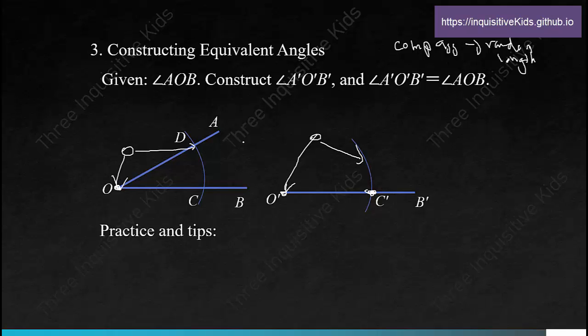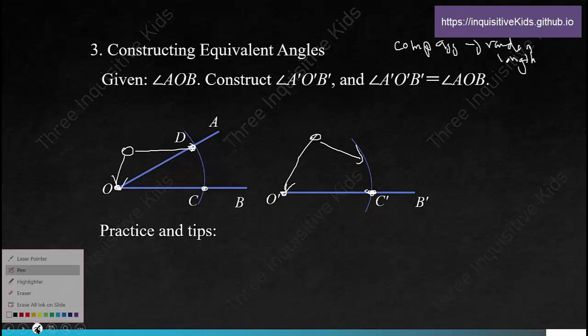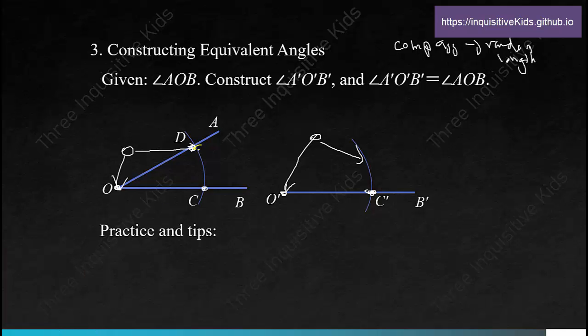Next, it's time to construct this ray over here, OA. How do we do that? So then we take the compass. And then from point C to point D, we take our compass. This time it's another different length, so I'll use a different color. And then we measure how long it is from C to D. Then what we do is take the same length and then from here, using the same length, we create an arc.